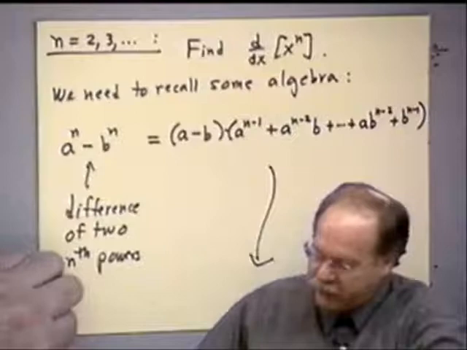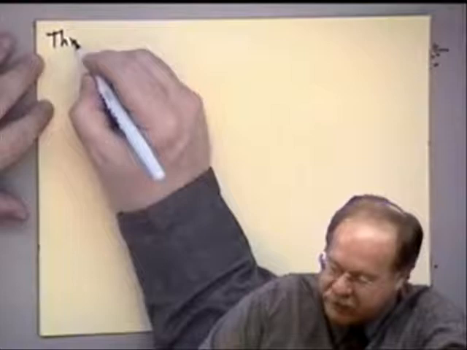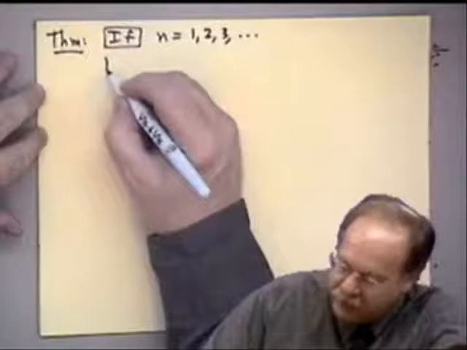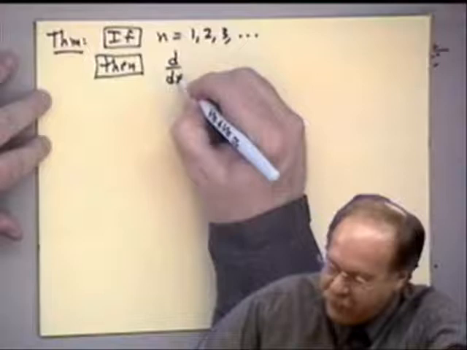So here is the theorem that gives us what we call the power rule. If n is equal to, and this actually works for 1 also, n equal 1, 2, 3, etc., then the rule is very simple. It's a rule anyone who's ever taken calculus learns very quickly. The derivative of x to the n is equal to n x to the n minus 1.